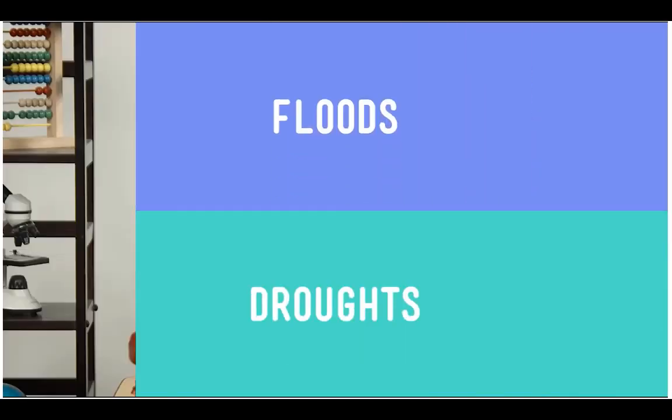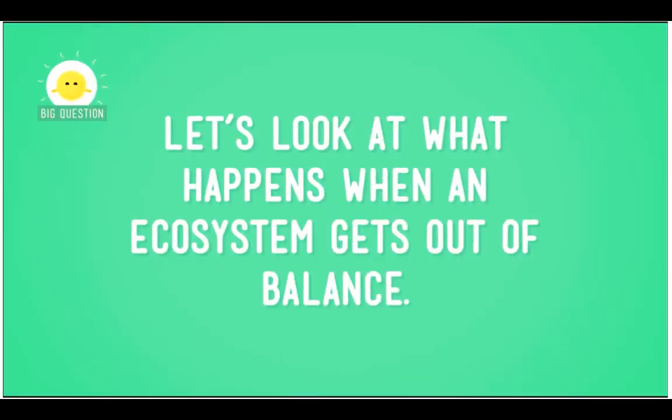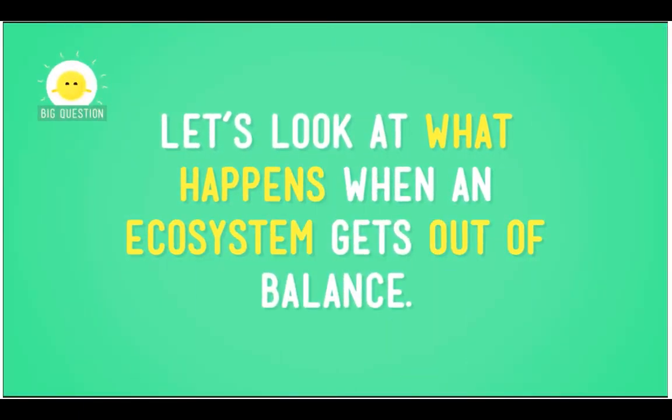A new species might come into a habitat, a species might die off, even the habitats themselves can change as a result of things like floods and droughts. Point is, habitats, and the food webs they support, can get out of whack, and sometimes it's not pretty. Let's look at what happens when an ecosystem gets out of balance.